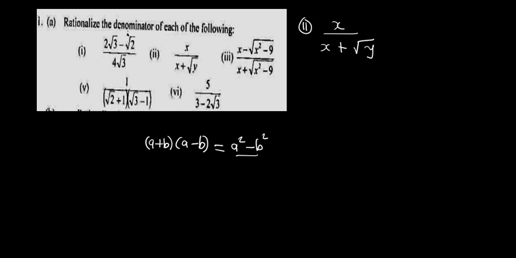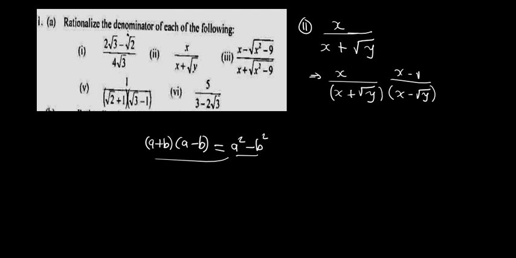We all know this identity. So from there, we are multiplying by its conjugate. Remember, we're dealing with the denominator, so I'll say x over x plus root y, then we multiply times x minus root y, the same thing over x minus root y.